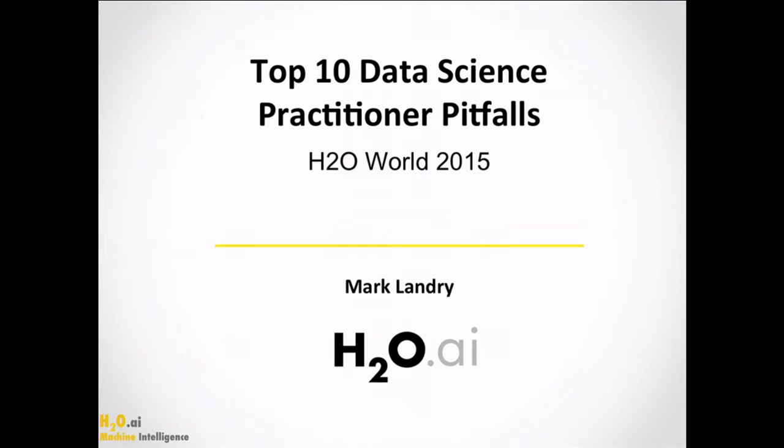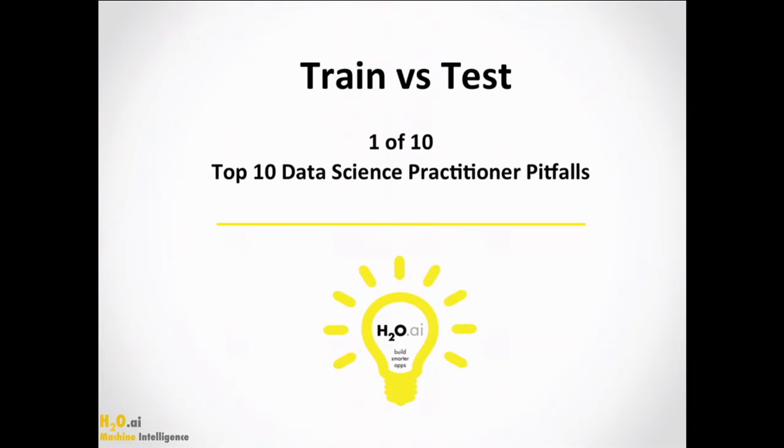So top 10 data science practitioner pitfalls. I'll go ahead and get started. The first three are actually going to have a similar theme. So we'll start with train versus test. And this is analogous to overfitting, which is going to be the theme of the first three. And so that's making sure that our models generalize.